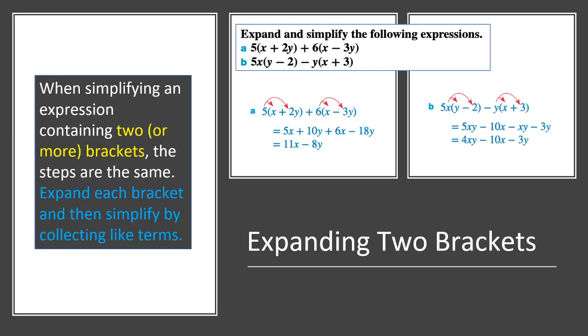And the final one, 5x times y becomes 5xy. 5x times minus 2 becomes negative 10x. And then minus y times x becomes minus xy. And minus y times 3 becomes minus 3y. And again, we can gather like terms. We can gather this xy term here and these xy terms here, and it becomes 4xy. Remember, the minus is part of that. And then we leave the other two terms because we can't simplify any of those.